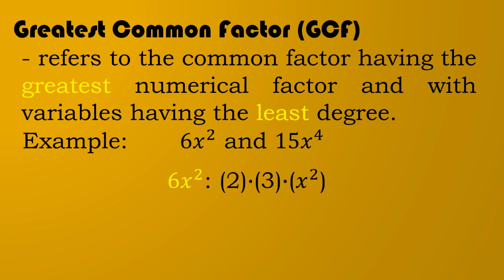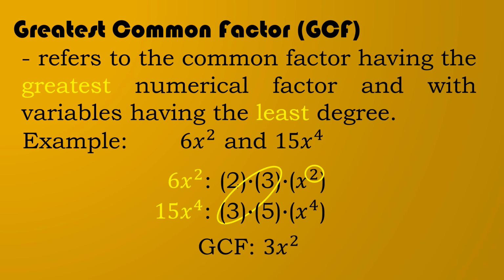First, we will express 6x squared using its prime factors. Following what we did in our activity a while ago, this will give us 2 times 3 times x squared. Then, we will express 15x to the 4th as 3 times 5 times x to the 4th. Notice that 3 is their greatest numerical common factor, while 2 is the lowest degree of the variable x. This will give us the greatest common factor or GCF, which is 3x squared. That's it.